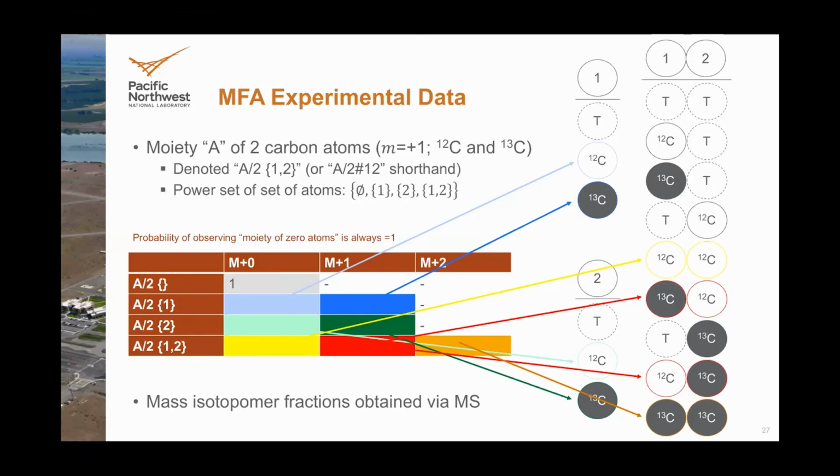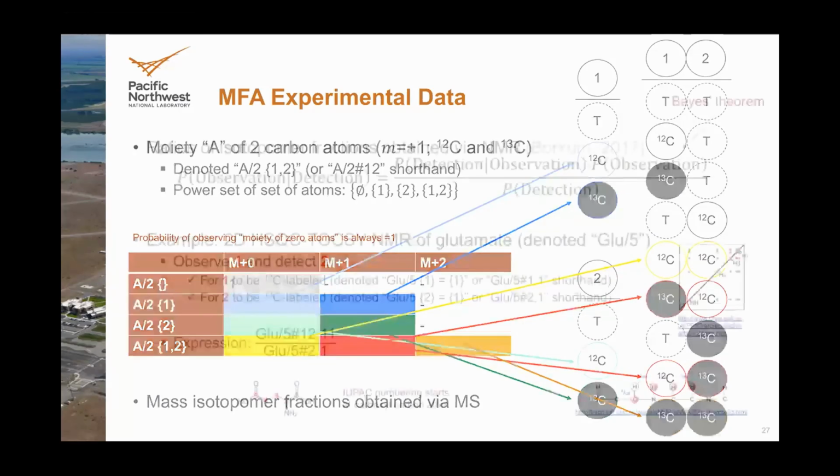But for M plus 1, we have to take the sum of the intensity when we have carbon-13 as the first atom, but carbon-12 as the second. And then vice versa, we also have to include the intensity when the first carbon atom is carbon-12, and it's the second carbon atom that is labeled. Now, you can see that this only becomes more complicated as you increase the number of atoms in your moiety, which is why you want to have software do this for you.